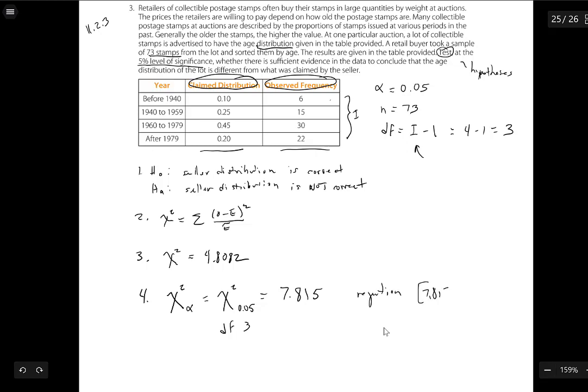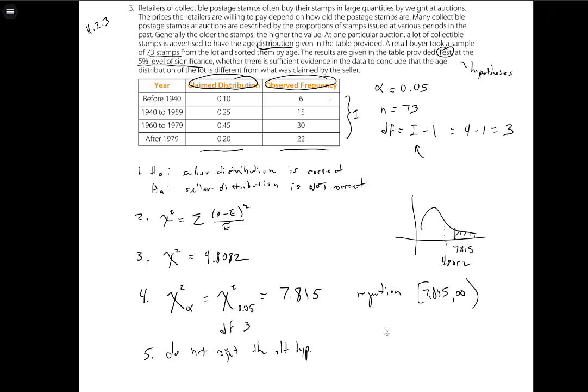And as we mentioned, with the chi-square distribution we're always looking at a right tail, so this is that 7.815. So we compare that. Our value was 4.8082, and we do not reject the hypothesis. So we accept the hypothesis that the observed values in that 73 stamp sample were appropriately from the claimed distribution.